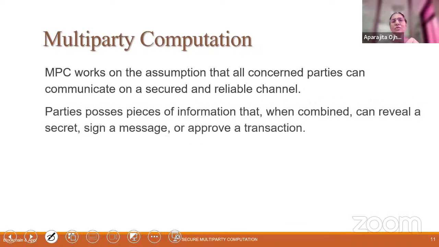Parties possess pieces of information that, when we combine them, can reveal a secret, sign a message, or approve a transaction, right? Reveal a secret, for example, the locker is opened. Sign a message, like whenever we sign a document. So, for example, the registry of a house is changed. The name of the owner is changed from A to B.